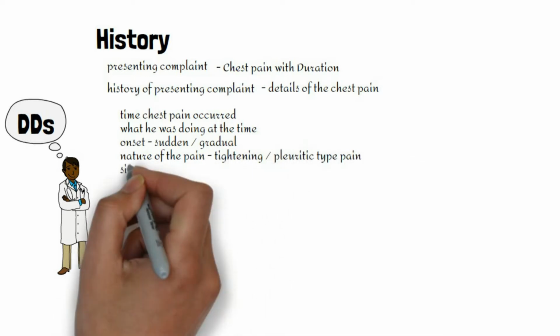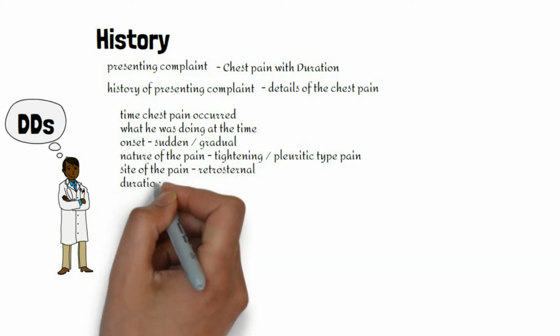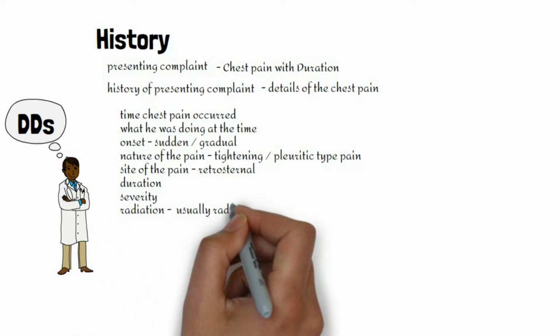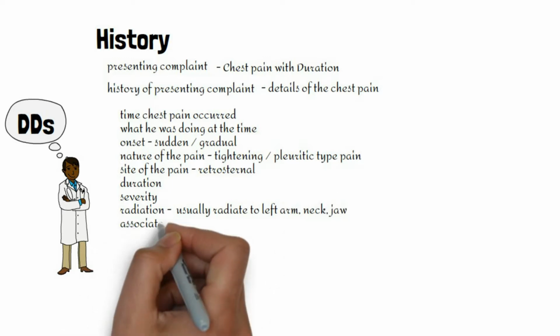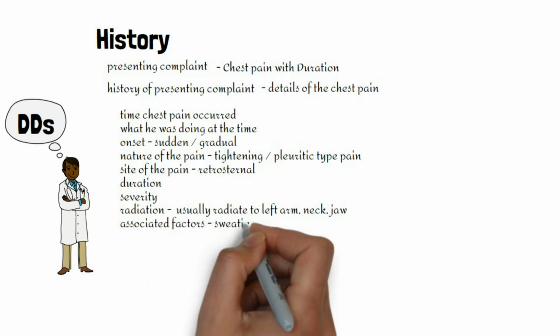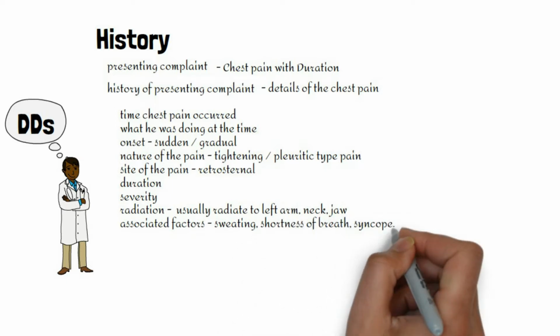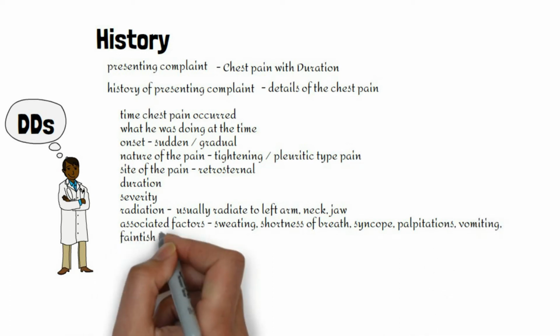Site of the pain, retrosternal in myocardial infarction. In pleuritis, the pain will be on the site of inflammation. Duration, if it is less than 20 minutes, it is angina. If it lasts more than 20 minutes, it is probably a myocardial infarction. Severity, impending death in cardiac causes. Radiation, usually radiates to left arm, neck, jaw in cardiac causes.